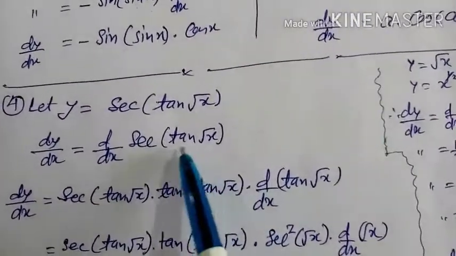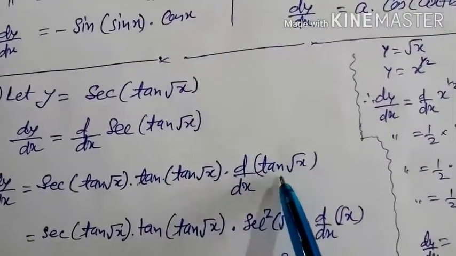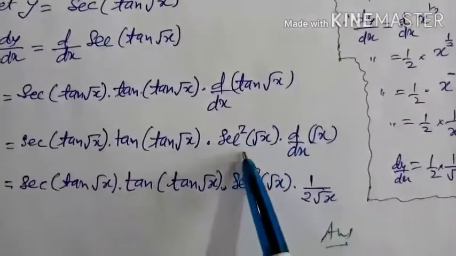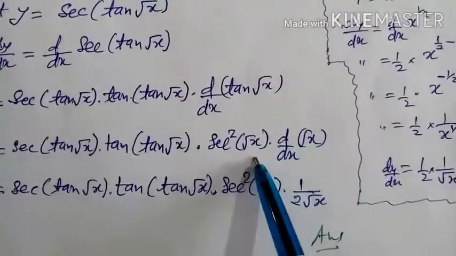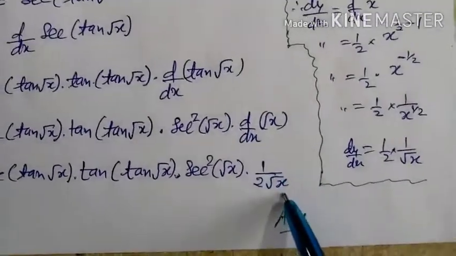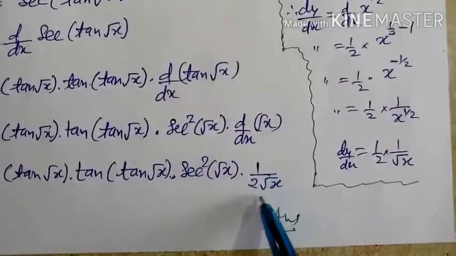Now the derivative of tan x, d/dx of tan √x. The derivative of tan x is sec² x. Here x is under root x. Now once again the derivative of under root x, which is 1 by 2 root x.